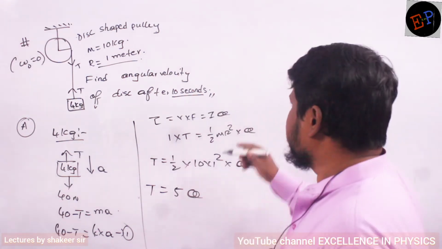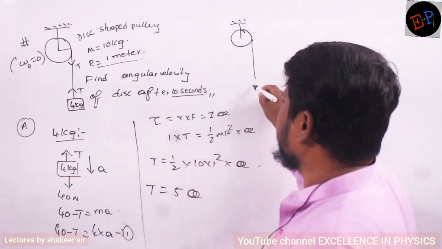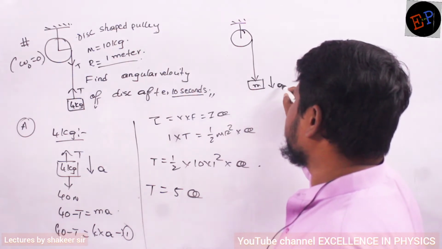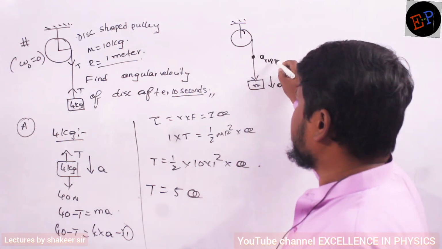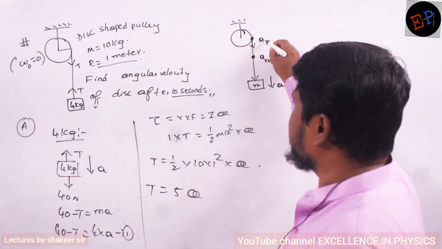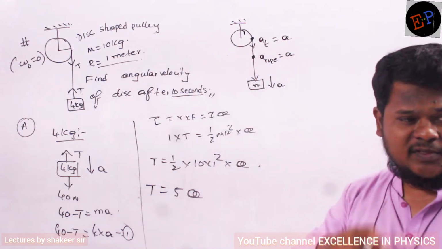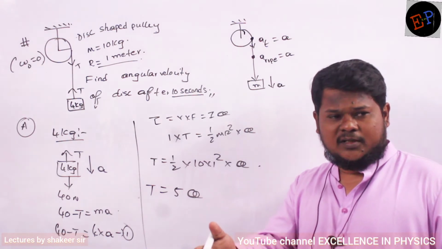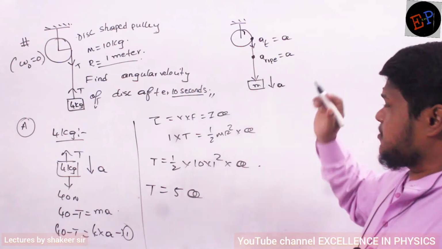Okay. This is the pulley, no? Acceleration of the mass is how much? Acceleration of the mass is A. Acceleration of the rope is how much? Acceleration of the rope is also A. Tangential acceleration of the pulley is how much? That is also A, because the same rope is connected with the pulley. Whatever the pulley's acceleration is, the rope's acceleration is also the same. So the pulley's tangential acceleration is A itself.